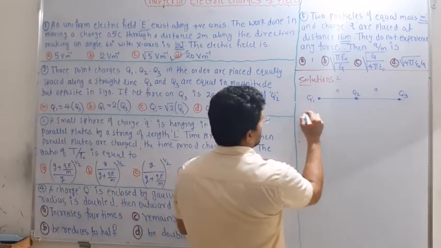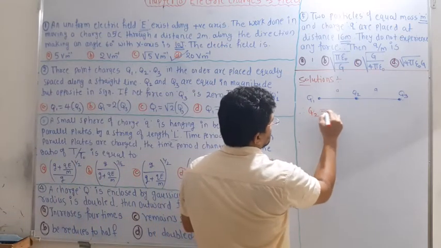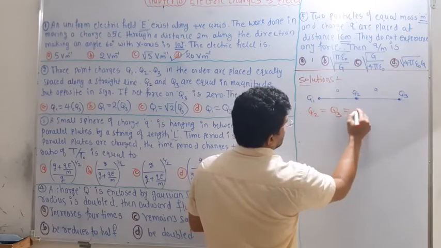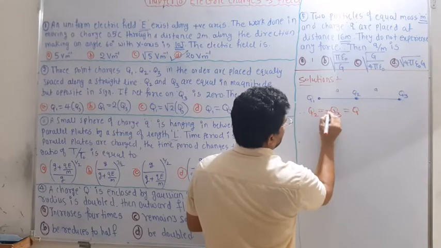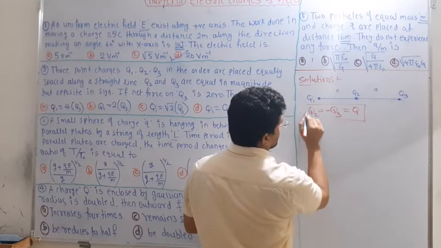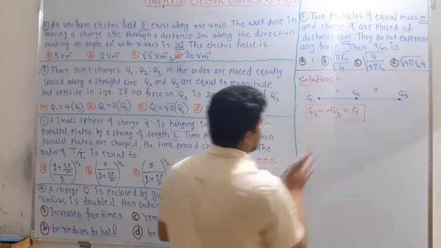So the given thing is that Q2 is exactly equal to Q, and Q3 is the opposite, so Q3 is minus Q. That means both have the same magnitude, but one is opposite in sign. So this is what is given.